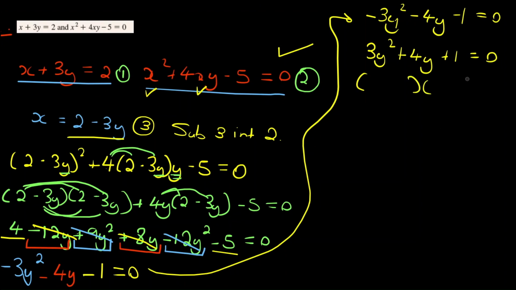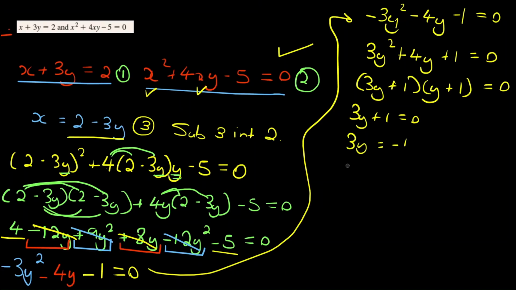Then really we just find the factors of 3 and 1 that will give us positive 4, and that which we multiply will give us 1. So factors of 1 are 1 and 1, and they're all positive. So the values for y are 3y plus 1 is equal to 0, which is 3y is equal to negative 1, and we know that y is equal to negative 1 over 3, or y plus 1 is equal to 0, so y is equal to negative 1.